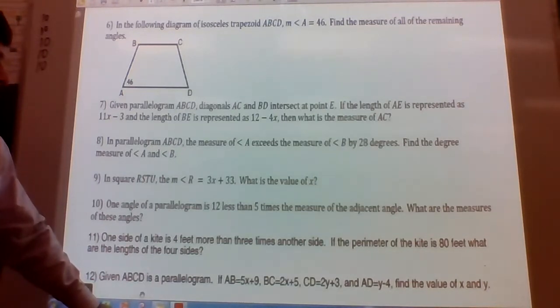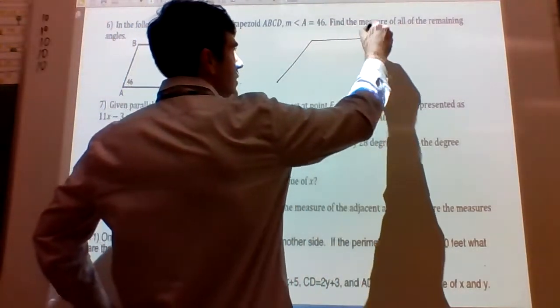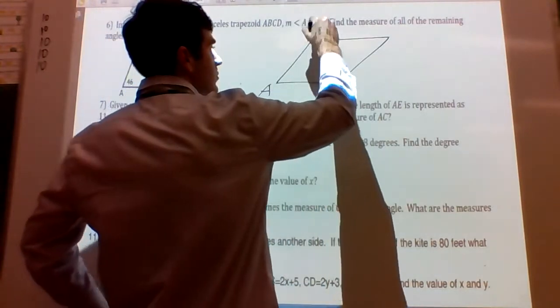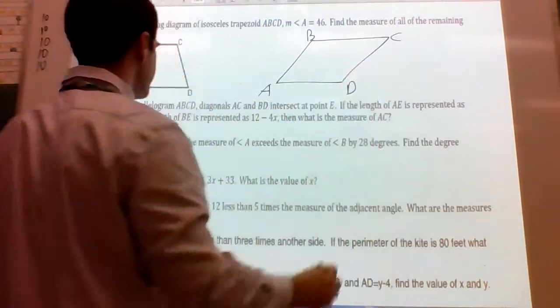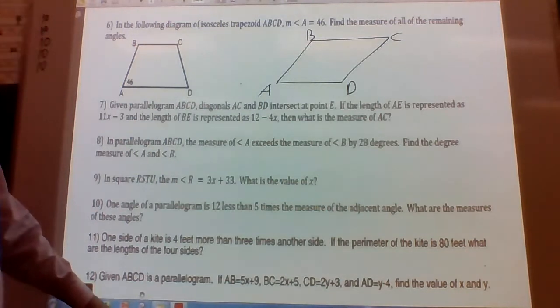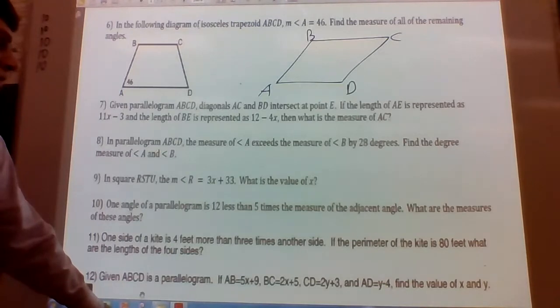Okay, number 8: in parallelogram ABCD, so let's make a parallelogram, ABCD. The measure of angle A exceeds the measure of angle B by 28 degrees. Find the degree measure of angle A and B.